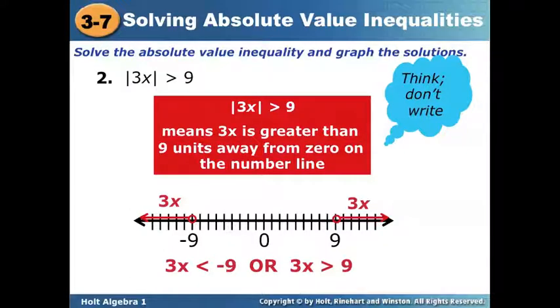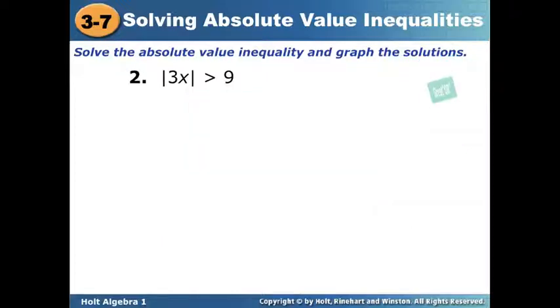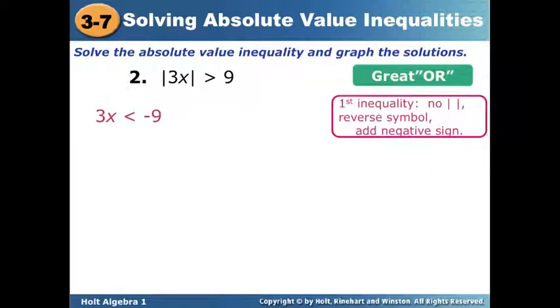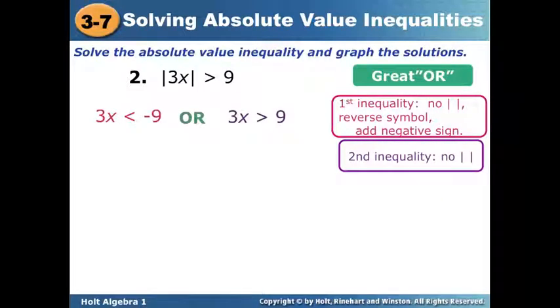It's got to be greater than 9 units away from 0. So that would be less than negative 9 or greater than positive 9. So those are our inequalities that we'll use to solve. The first one, you flip the direction of the inequality symbol and make your number negative. This is an "or" problem because of our symbol, great-or. The second inequality is just as it is with no absolute value bars.